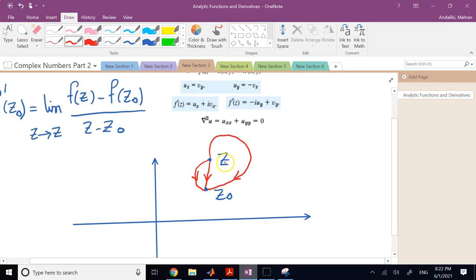Okay, and this z is arbitrary, so my z could be here, and I can approach. My z could be here, and I can approach. So from all directions in any path, I can go from the vicinity of z naught to z naught. So that's this approaching thing that matters.